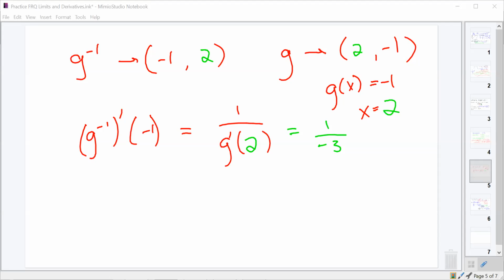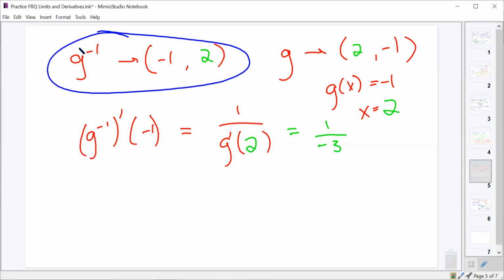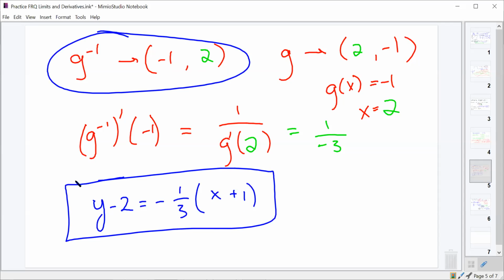And so how do we write the equation of the tangent line for G inverse at negative 1? What is the point we're going to use? The point for the inverse. We're going to use G inverse. So that's the point negative 1, 2. Y minus 2 equals negative 1/3 times x minus negative 1, or x plus 1. And that's part C. Any questions on that?